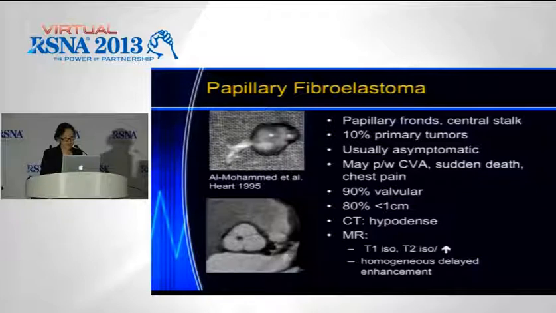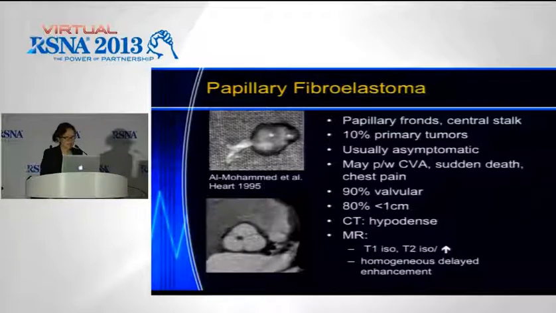So these interesting tumours are composed of papillary fronds with the fibrocollagenous central stalk. They're one of the more common primary tumours that we see, and they're usually asymptomatic, but again, patients can present with a stroke or chest pain. They're usually valvular, and they tend to like the left heart valve, so the aortic and mitral valves more so than the right, and they're usually small at diagnosis.